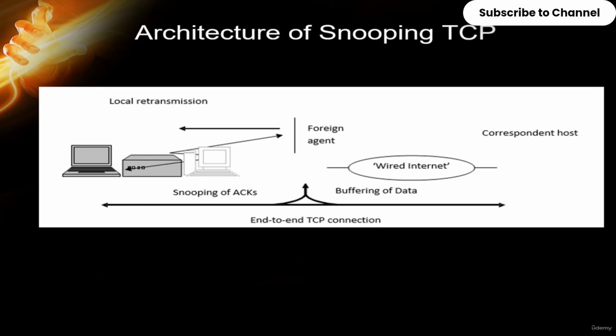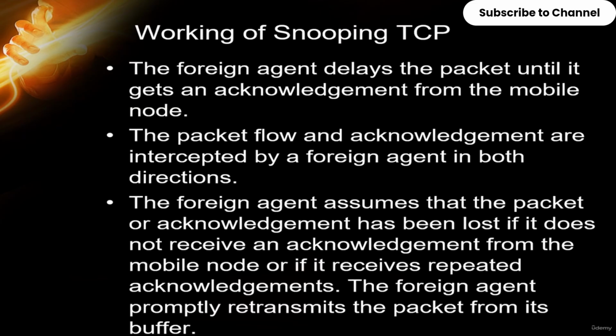Here the server and the wired network or the corresponding host do the buffering of data with the help of the foreign agent. We will see what the actual role of this foreign agent is. The foreign agent delays a packet until the acknowledgement is received. That is, a sender is sending a message and a receiver is receiving the message, and the acknowledgement needs to be sent between both. If any acknowledgement is delayed, then it buffers the packet. The foreign agent plays a major role in buffering the packet.